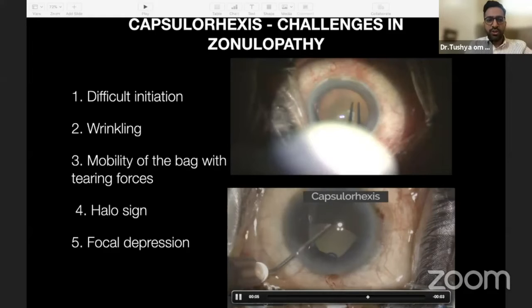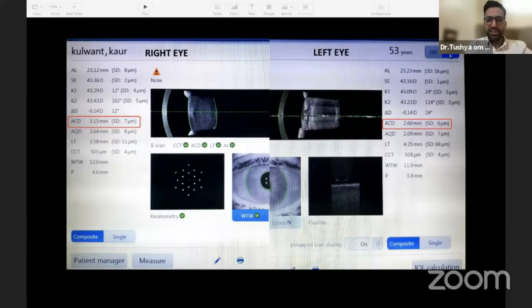So preoperatively, whenever you find there's a difference between the ACD in both the eyes, it should always give you a clue that there's something wrong with the zonules.